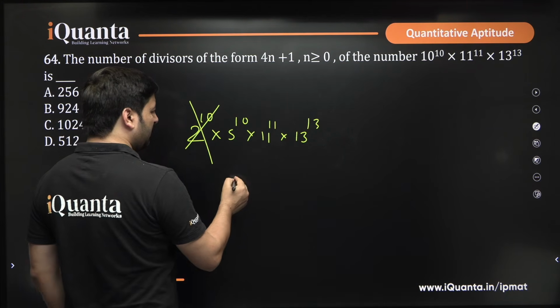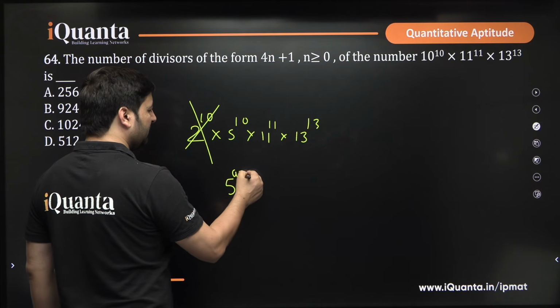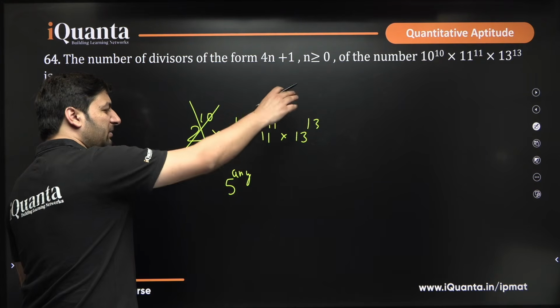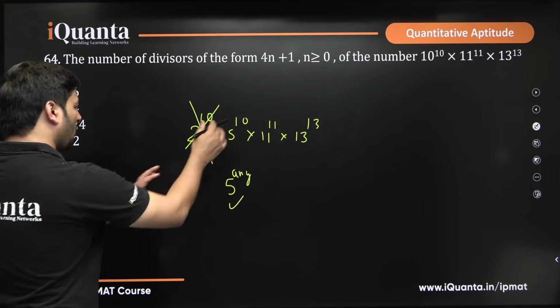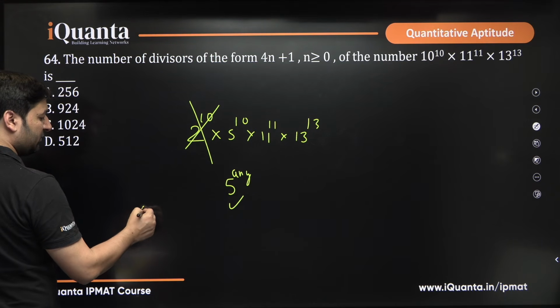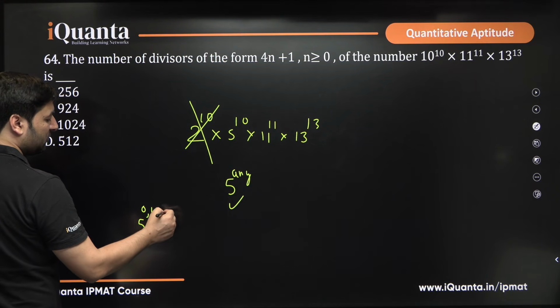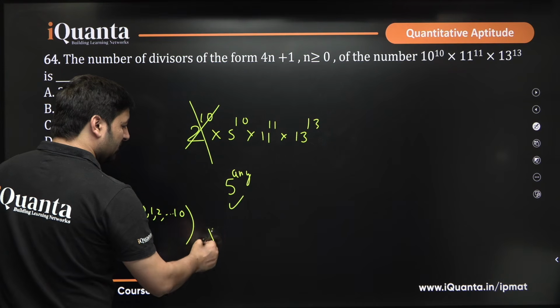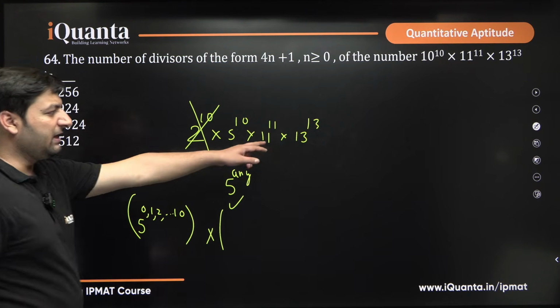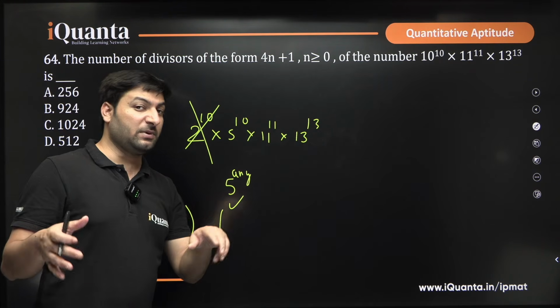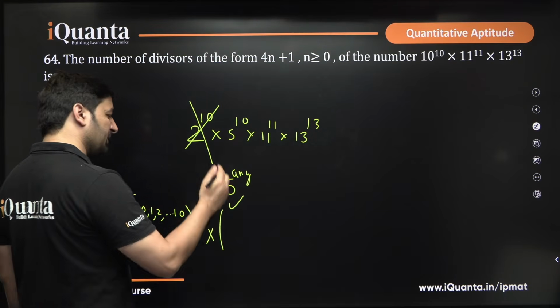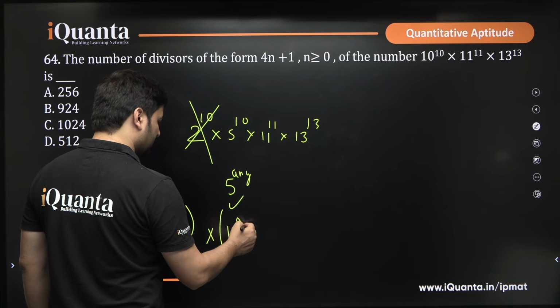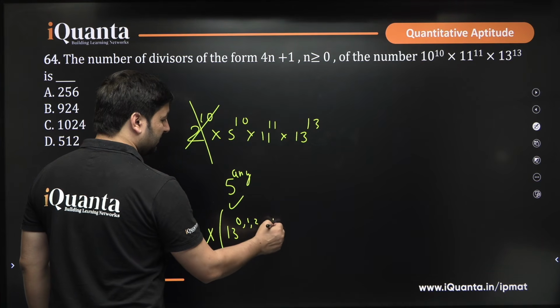See, 5 to the power anything, if you divide it by 4, remainder will always be 1. So all powers of 5 are allowed over here. So 5 to the power 0, 5 to the power 1, 5 to the power 2, up till 5 to the power 10. All these will be allowed. Then what is allowed in 13? 13 to the power anything, if you divide it by 4, remainder will always be 1. So 13 to the power 0, 13 to the power 1, 13 to the power 2 till 13 to the power 13 will be allowed.